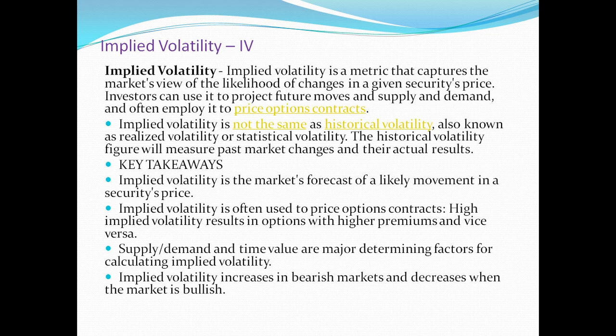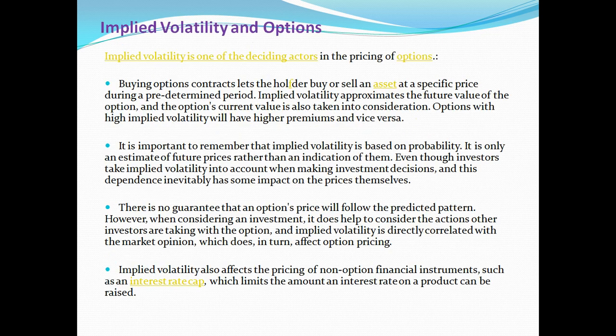Implied volatility increases in a bearish market and decreases in a bullish market. If the market is going into bearish mode, it will increase, and if the market is bullish, then implied volatility decreases. This you have to remember, it is a very important point. Now let's correlate implied volatility and options. Implied volatility is one of the deciding factors in the price of options.